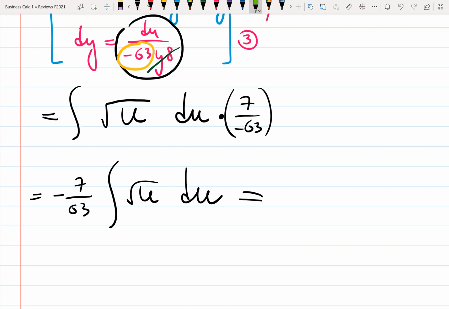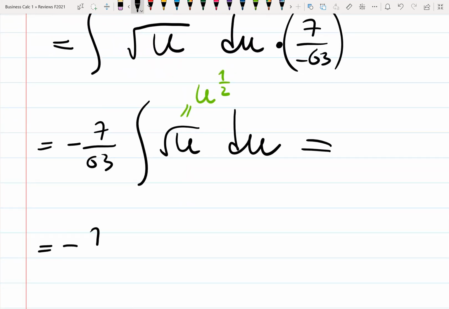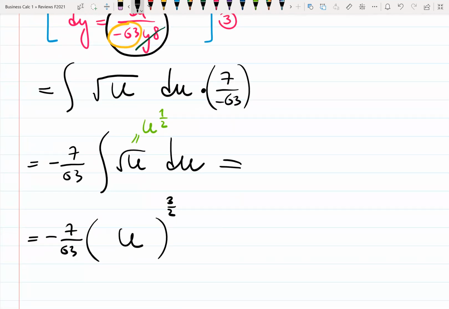Okay, if you feel good about this, then it's u to the 1/2. Take a pencil, write it down carefully. And then you know what is that? U to the 1/2 is 1/2 plus 1, and that is 3/2. U to the 3/2 divided by 3/2. I would change u right away, but to give you good notes, I will do it in the next step.